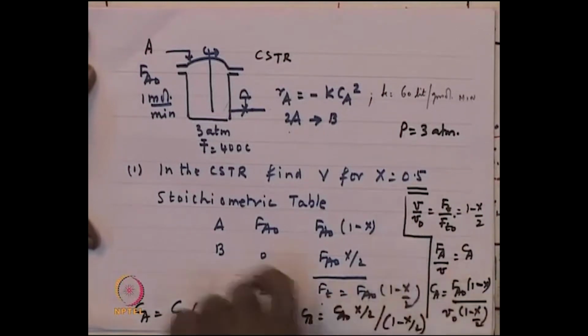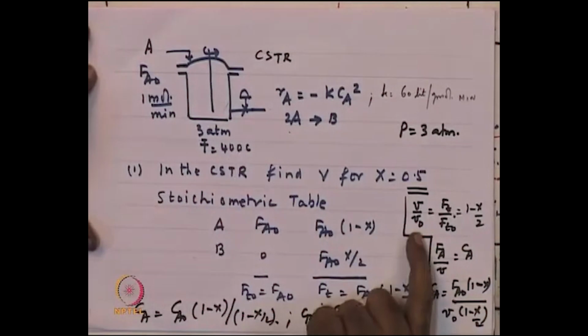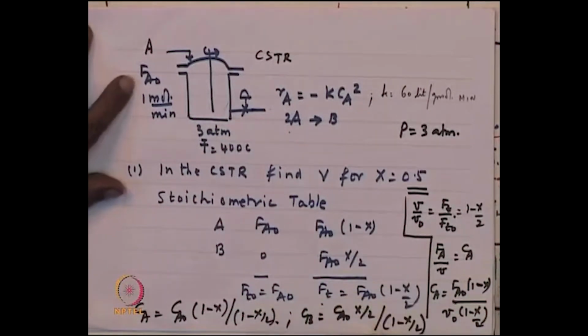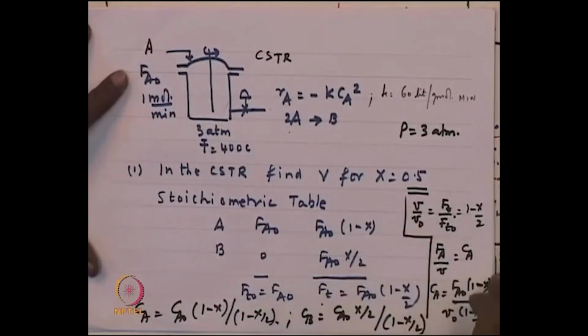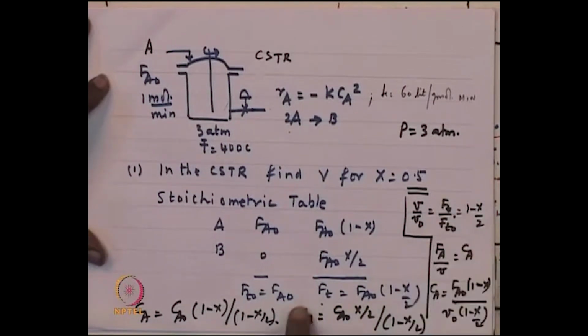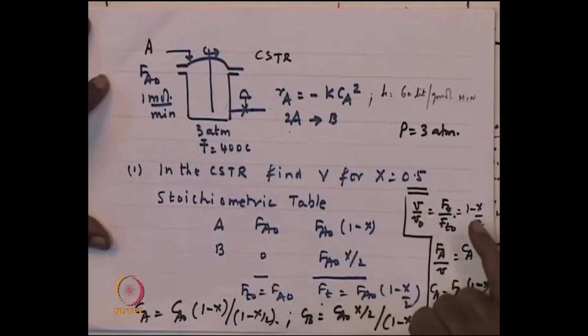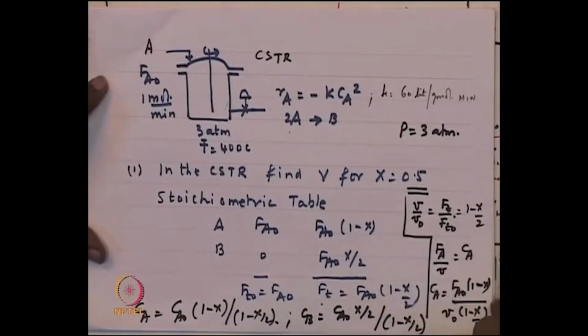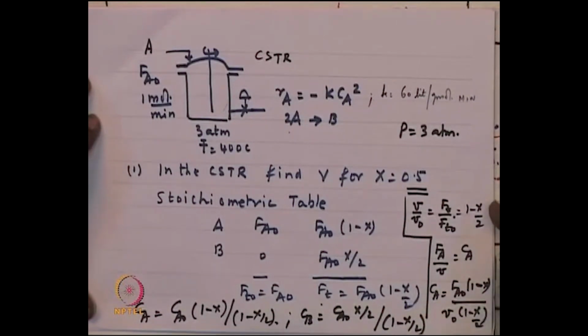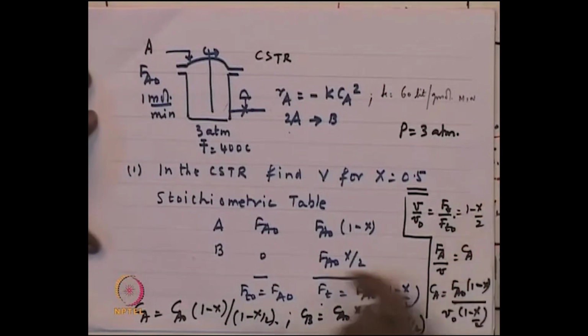What is V? V is the volumetric flow at the outlet, and V0 is the volumetric flow at the inlet. So, V by V0 tells us the change in volume because of chemical reaction. Now, Ft divided by Ft0, we can see from here, is simply 1 minus x by 2. Therefore, we get V by V0 is 1 minus x by 2. So, essentially we have now taken into account the fact that there is a change in volume, and that effect of change in volume is now expressed in terms of extent of reaction, or conversion with respect to component A as reference.